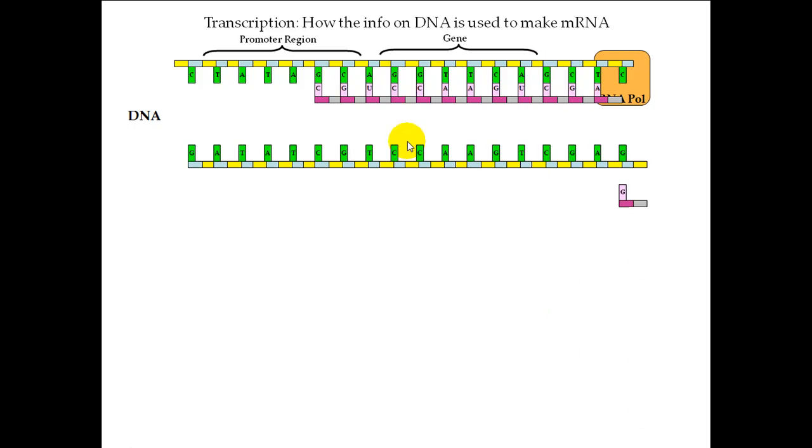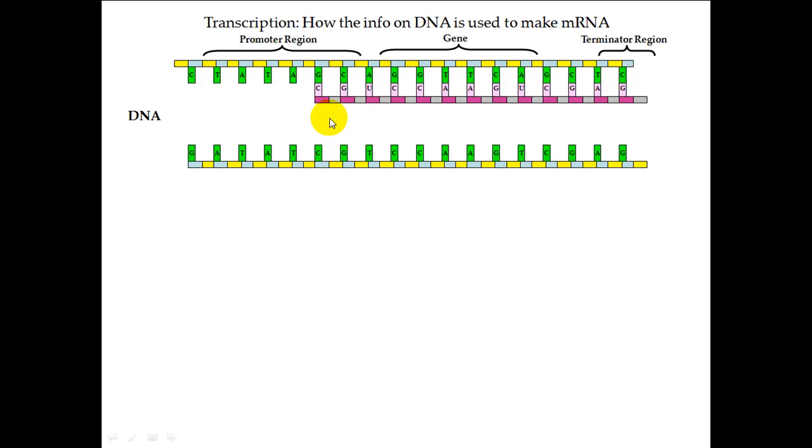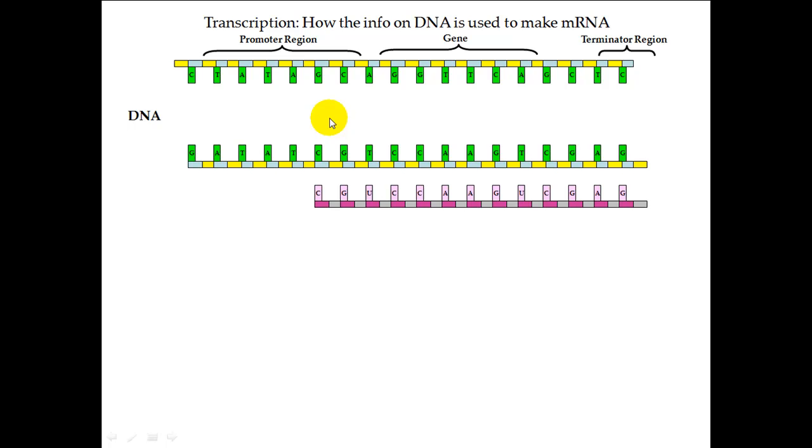It does this until it reaches the end of that gene, and when it does so, the RNA polymerase ends up falling off. It disengages, and the sequence that signifies to that RNA polymerase that you have reached the end of the gene is called the terminator sequence, or the terminator region. And here again is what it does in words. After that messenger RNA has been constructed, the RNA polymerase falls off, it disengages from the DNA.